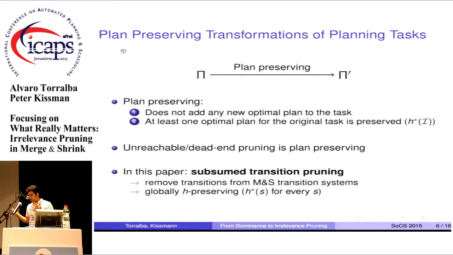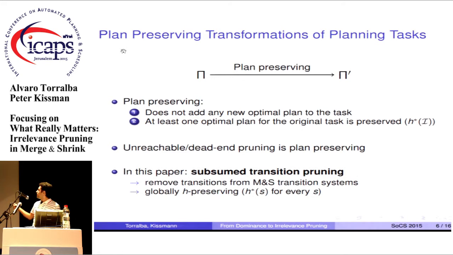Okay, so the first thing we want to do if we want to transform planning tasks is to define which guarantees we want to hold for this transformation. The basic guarantee we want here is what we call plan preserving, which means that on the one hand, we don't want to add any new plan to the task, and on the other hand, we want to preserve at least one of the optimal plans of the task.